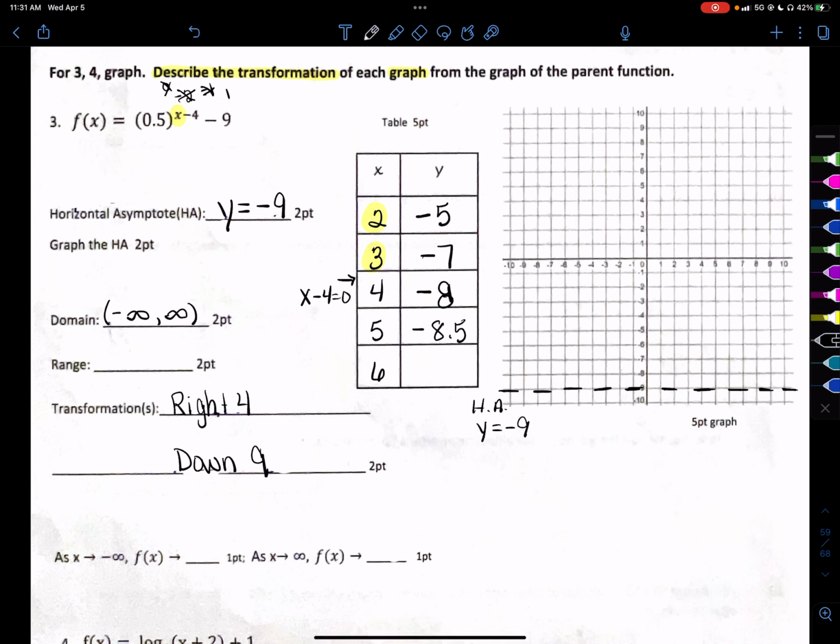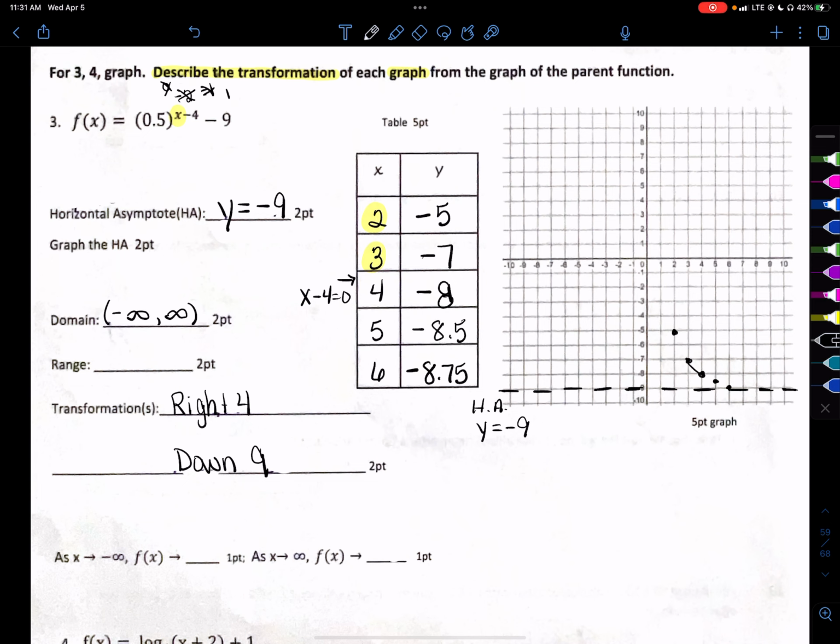The last one, we put up there positive 6. 6 minus 4 gives me 2. 0.5 to the power of 2 minus 9 gives me negative 8.75. We'll go ahead and graph those points. So I have 2, negative 5, 3, negative 7, 4, negative 8, 5, negative 8.5, and 6, negative 8.75.